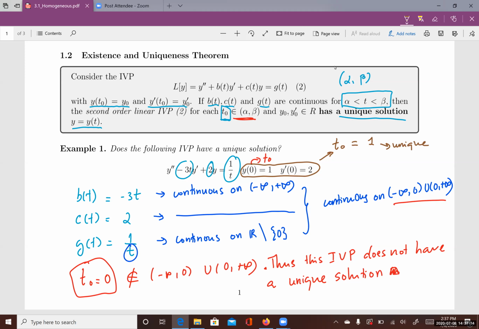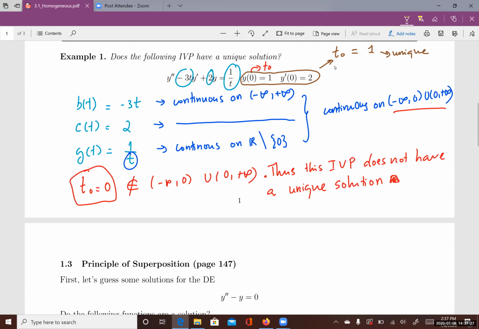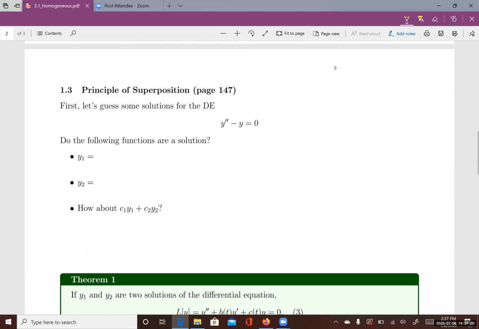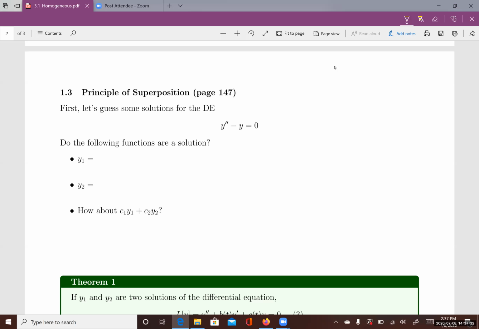All right, because 1 is in the intervals on which all the functions here are continuous. All right. Well, next, let's talk about something that's called the principle of superposition. Let's take a look at an example of a second order linear differential equation, a simple one. y double prime minus y equals 0.